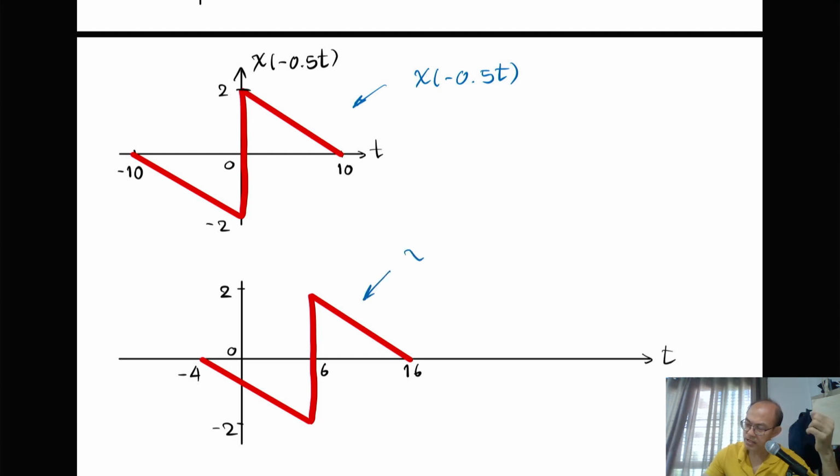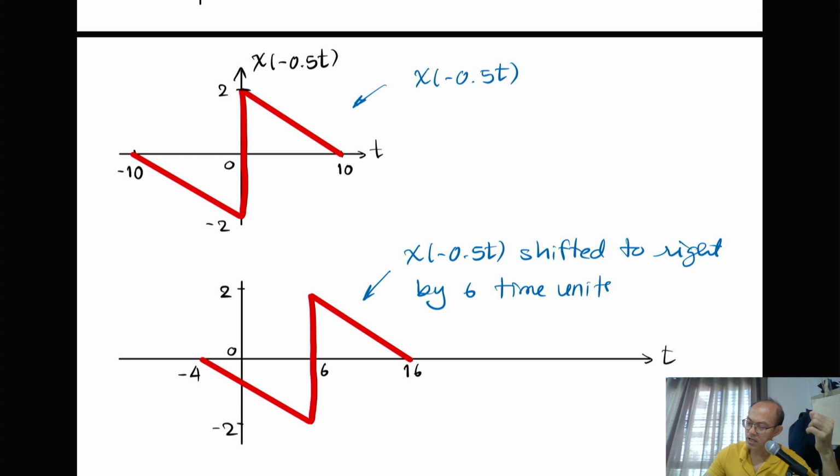So this is x of minus 0.5 t shifted to the right by 6 time units. And this is y. Okay, so there we have it.